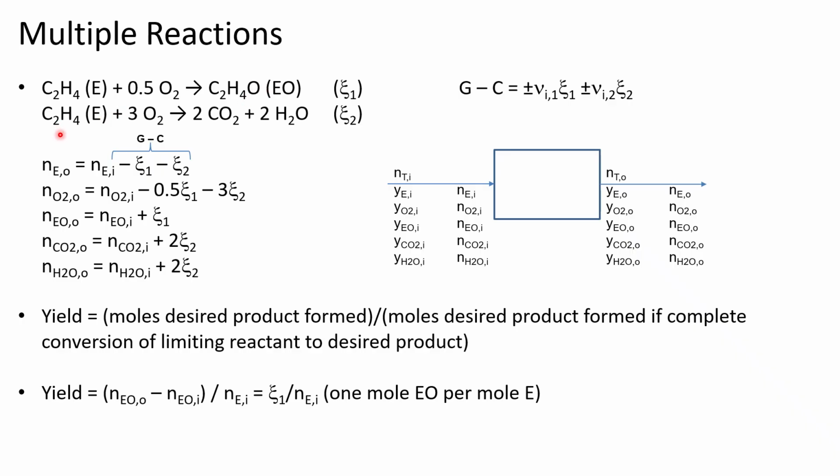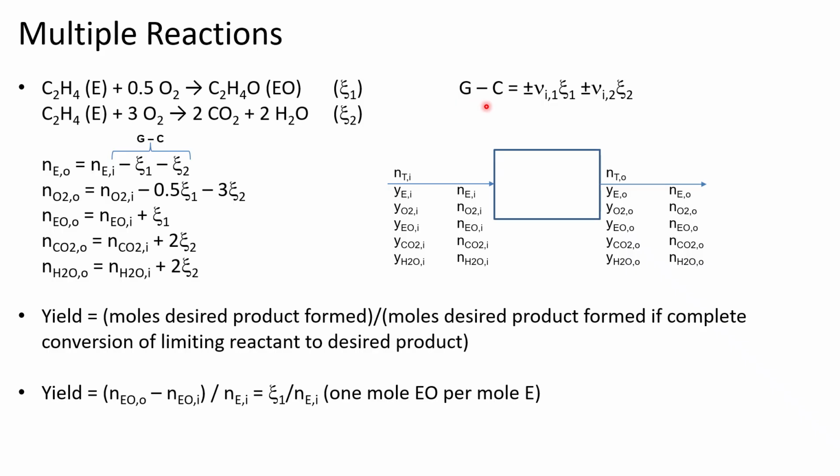A competing reaction is complete combustion of ethylene to CO2 and water. This is essentially burning the ethylene. For each reaction, we can assign an extent for that reaction. Xi1 represents the extent of the first reaction, and Xi2 represents the extent of the second reaction.